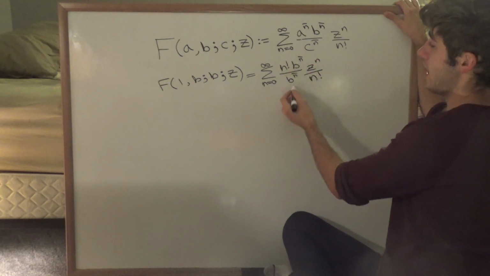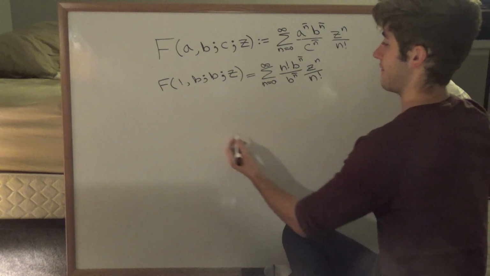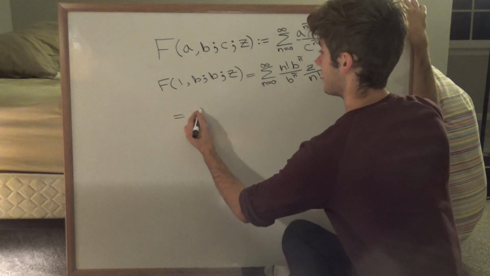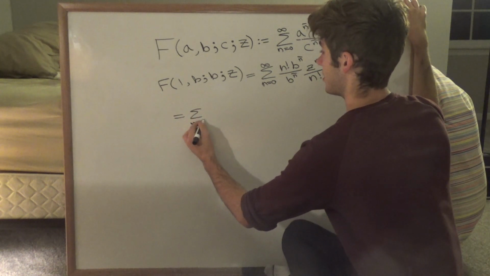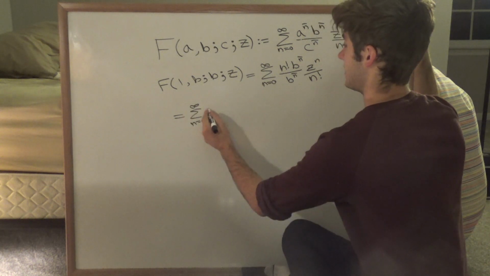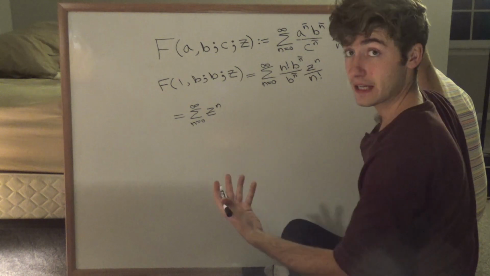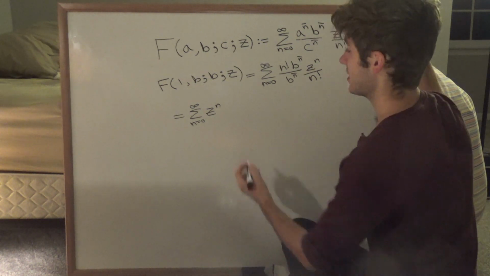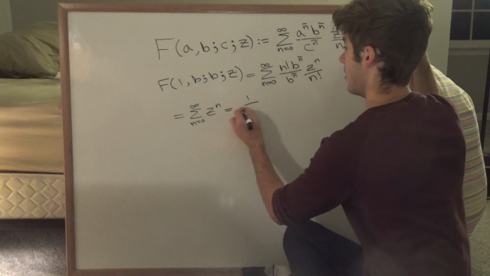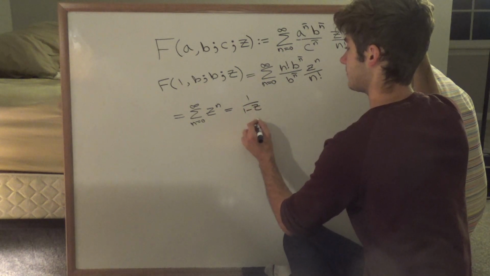You notice that the two rising factorials of b cancel, and the two n factorials cancel, and we are left with the sum from n equals 0 to infinity of z to the n, which, if you've ever seen my videos about generating functions, or you know anything about geometric series, you'll realize that this is 1 over 1 minus z.